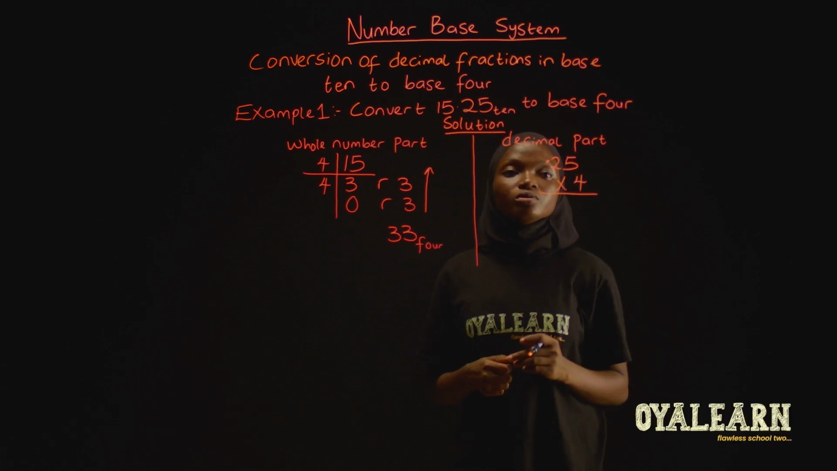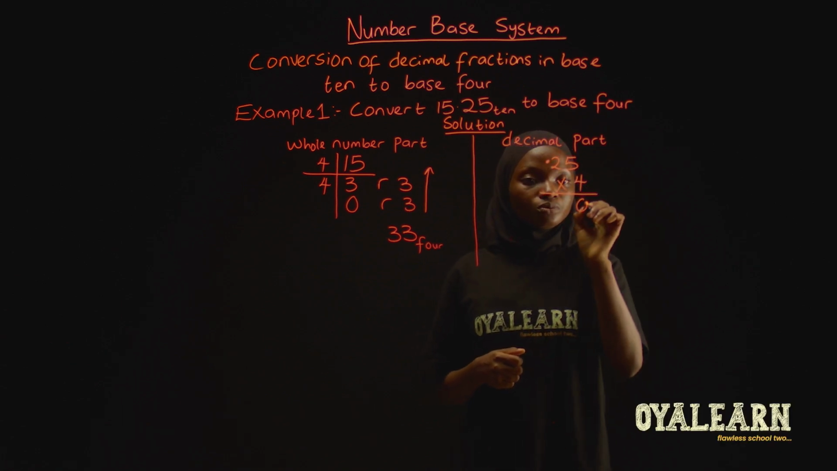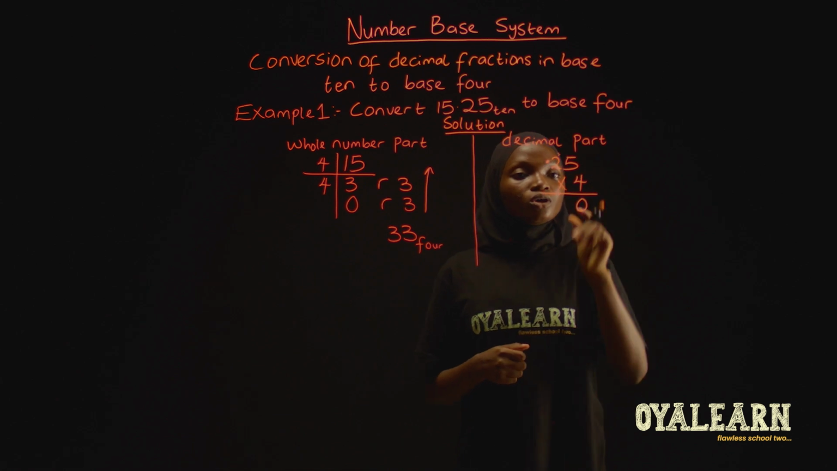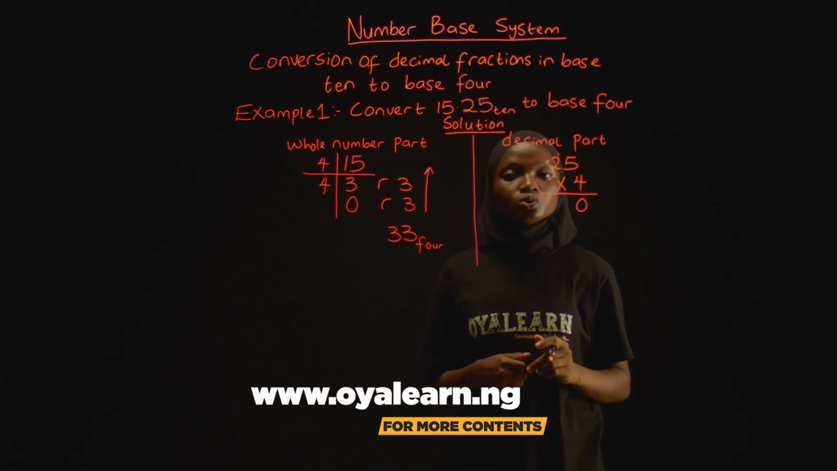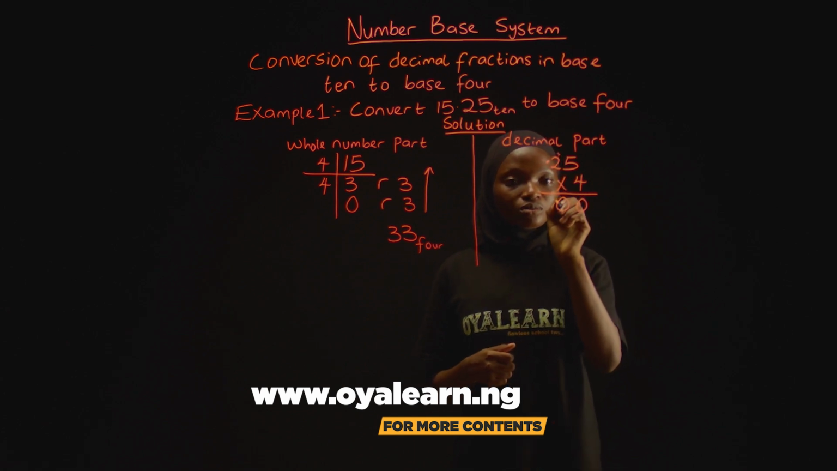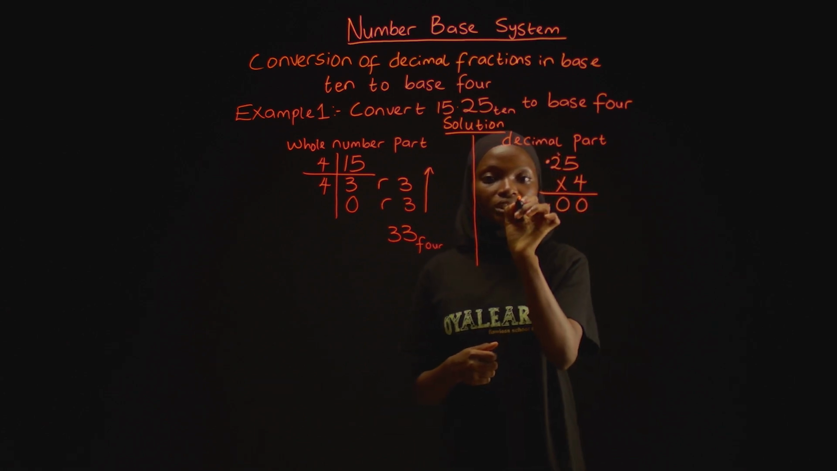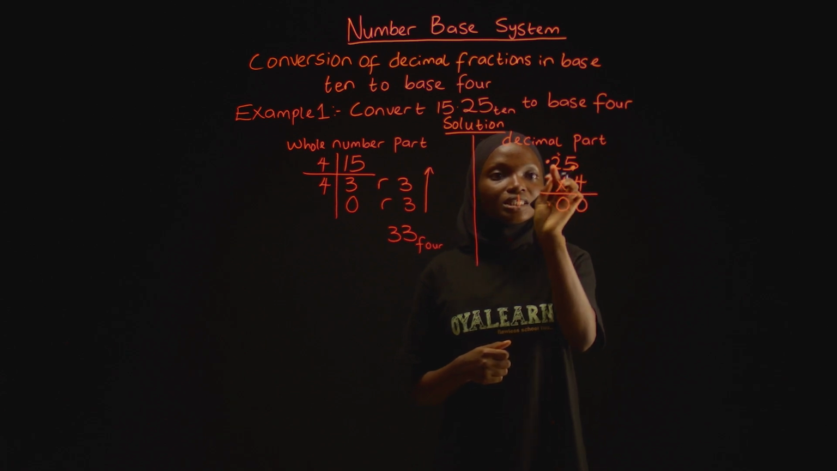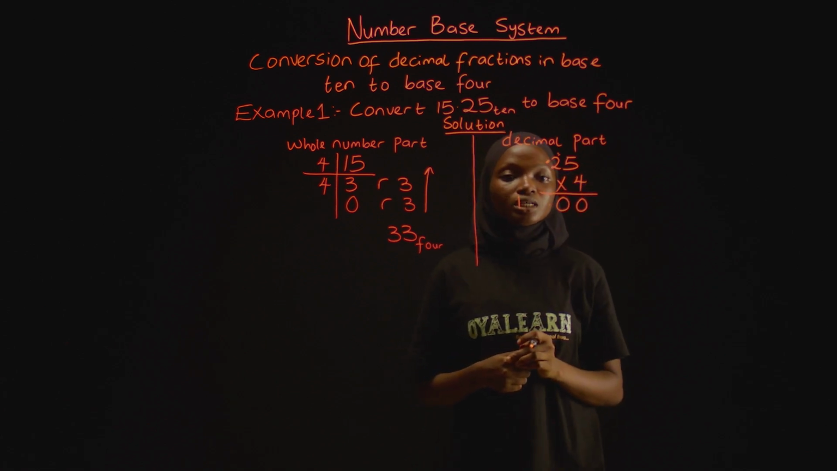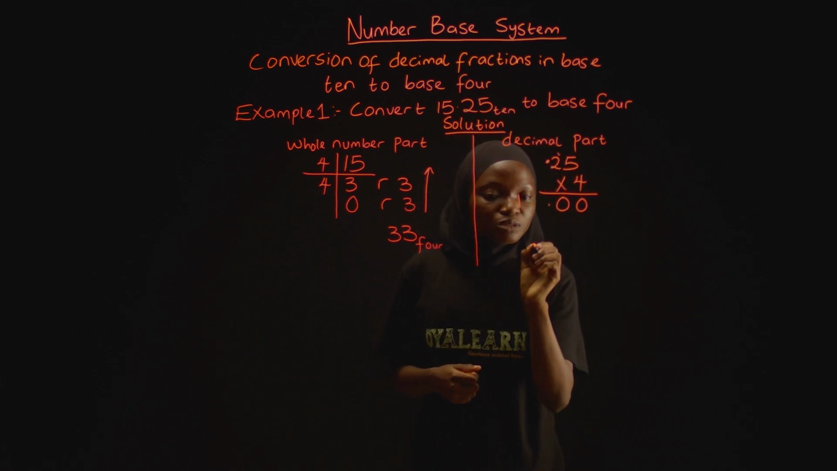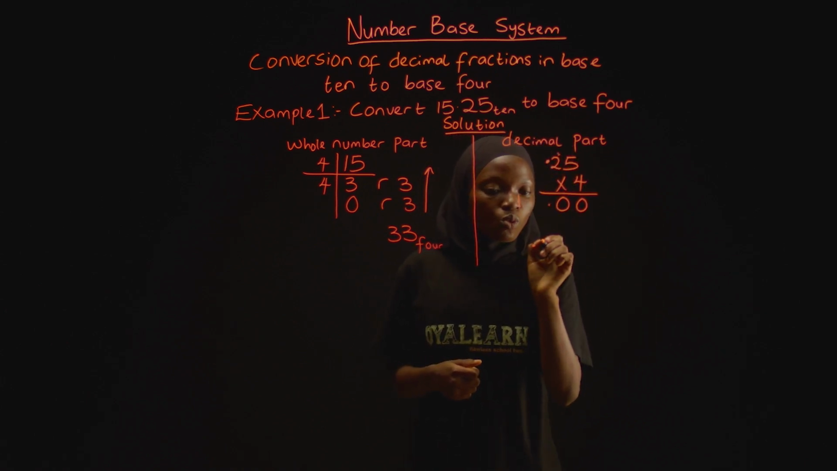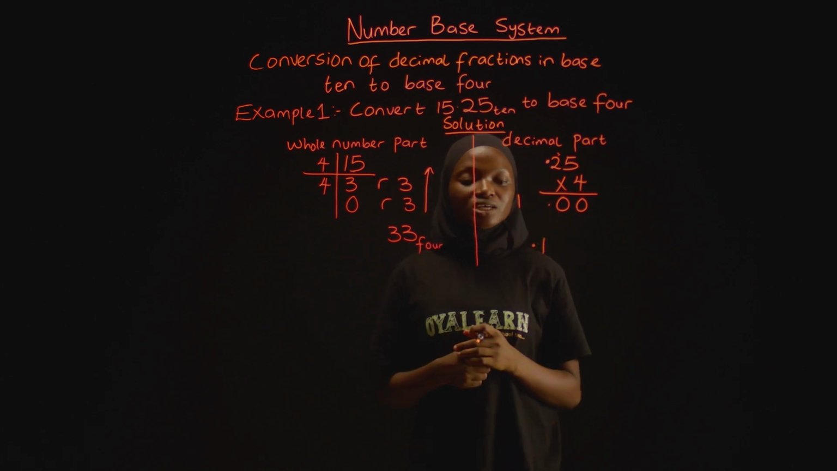5 multiplied by 4, that's 20. So we write 0. We take 2 to this side. 4 multiplied by 2, we have 8. Plus this 2, that's 10. So we have 0 for the whole of the decimal part and 1 at this side because this is 10. You have to bring the 1 to the other side. So we already have 0 at this side. So that means for the decimal part, it is 0.1. Only the part that you have here.